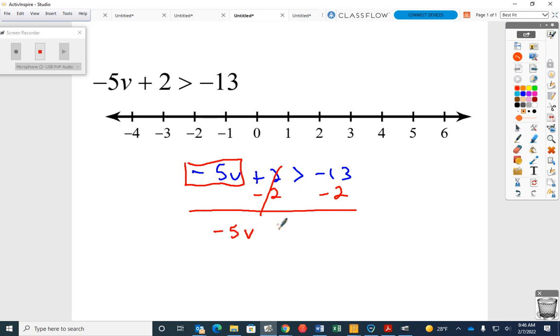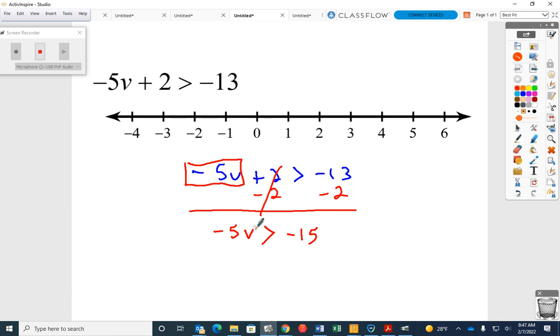Negative 5v is greater than, and what's negative 3 and negative 2? Negative 15. Now, I've turned this into what? A one-step equation. Now, I've got to use my brain for this, because in order to solve this, this is negative 5 times v. What am I going to have to divide by?